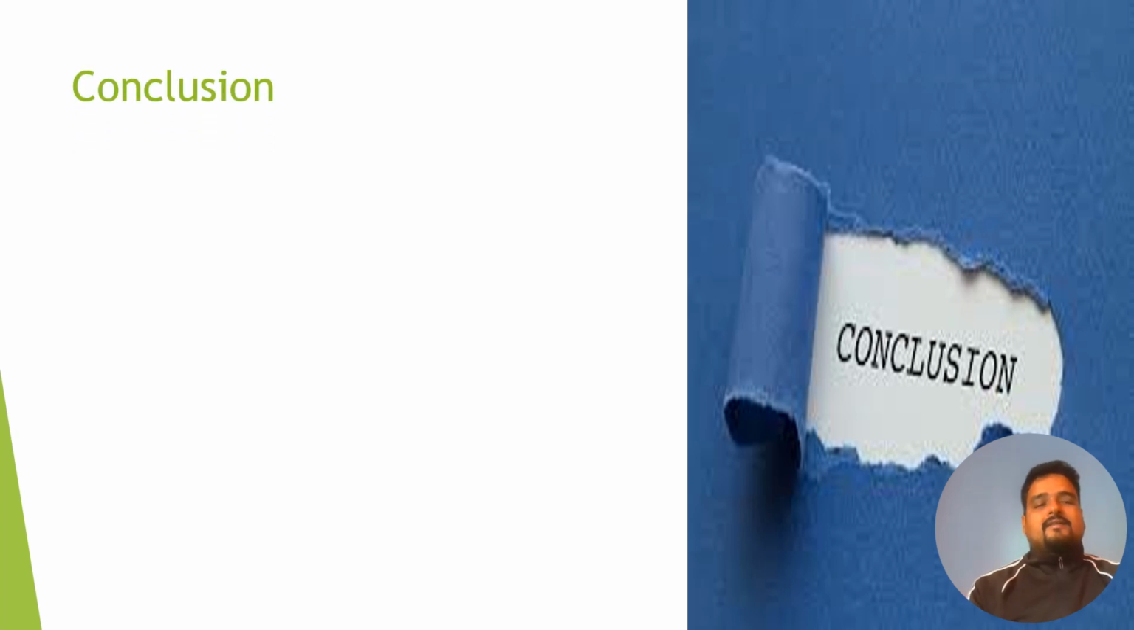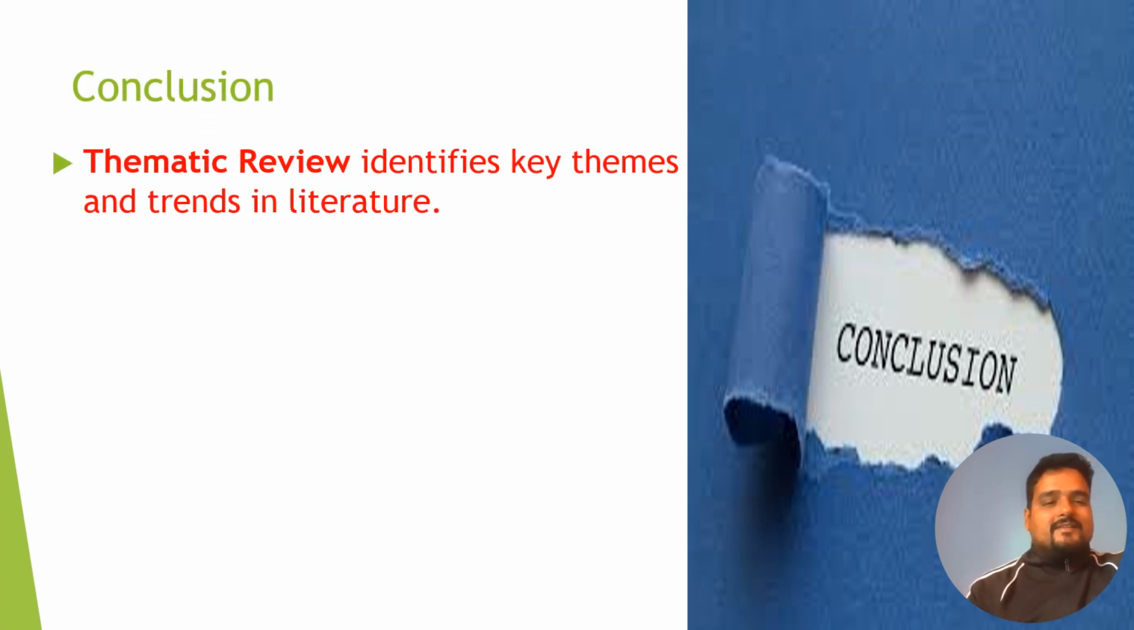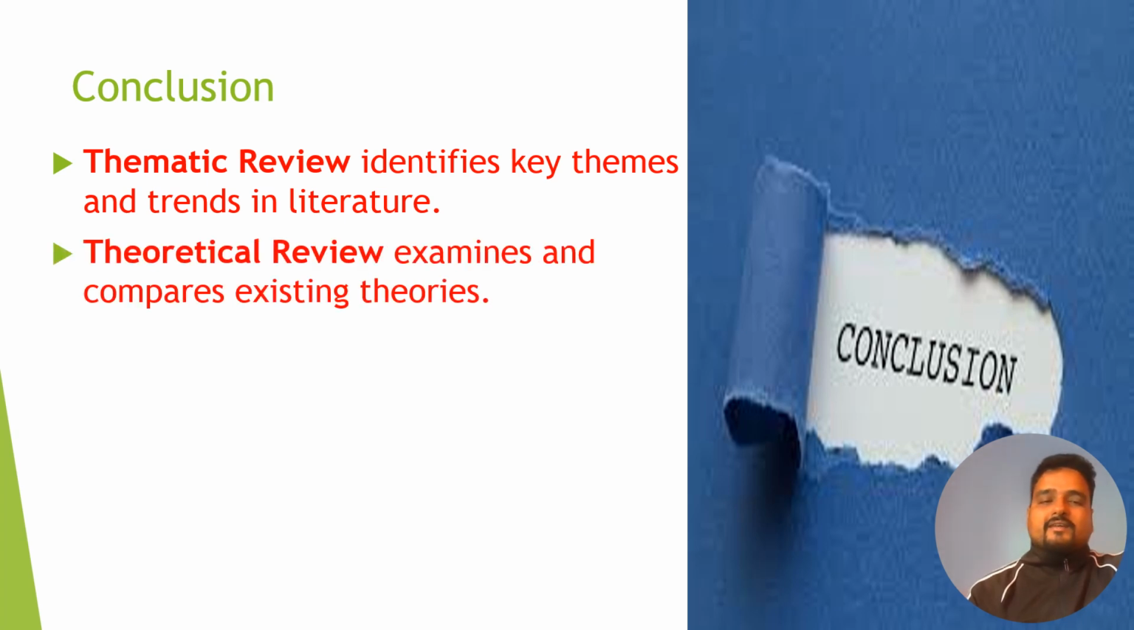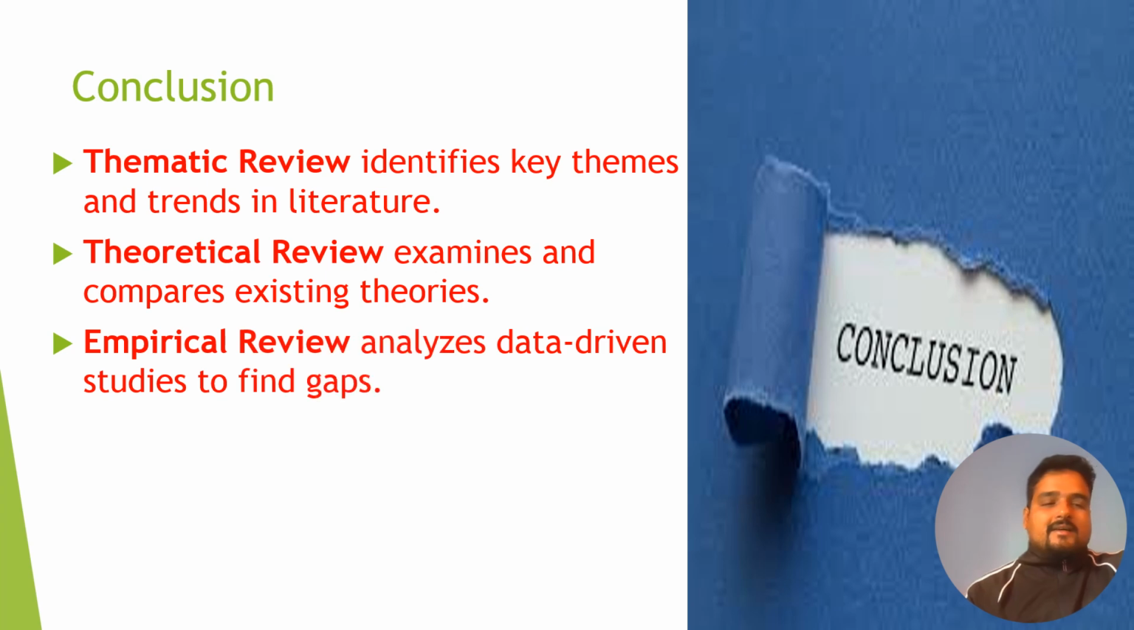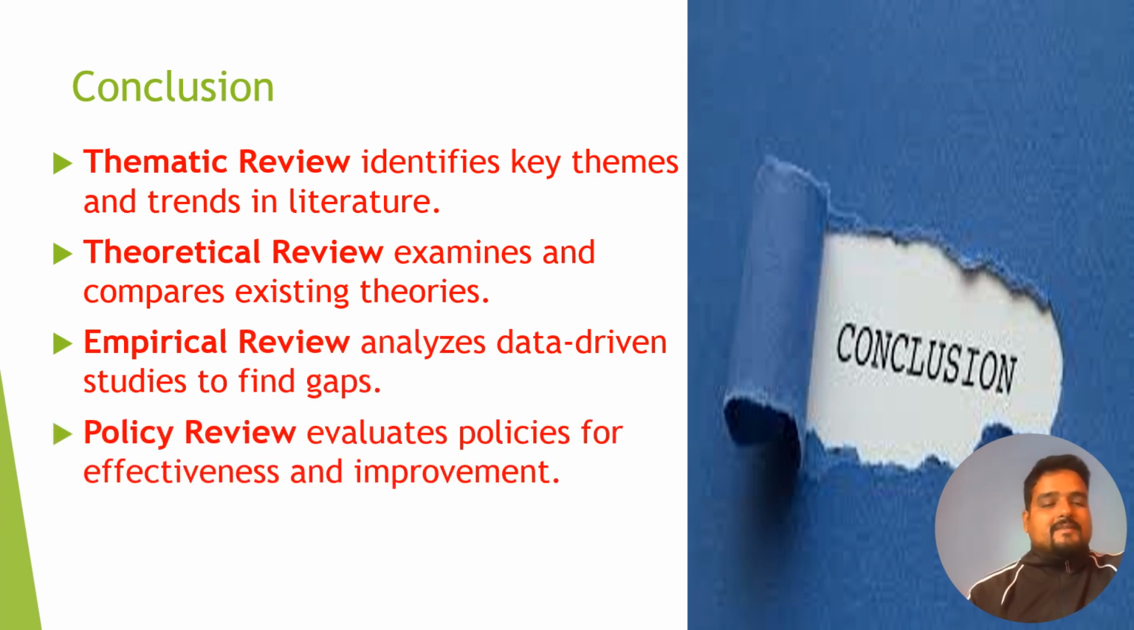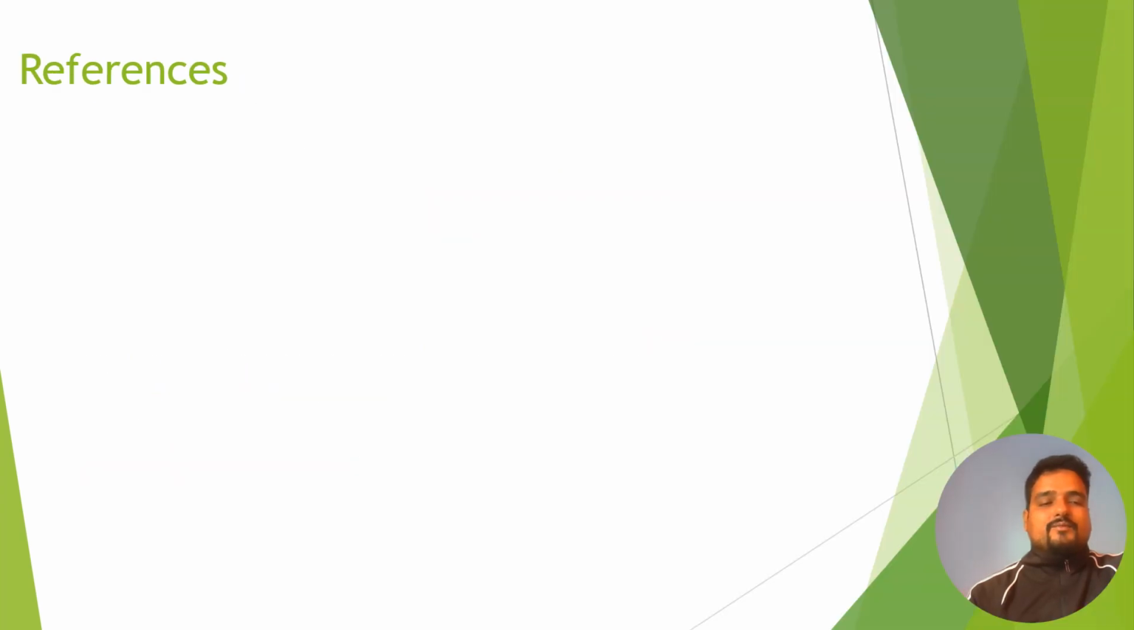So now, in conclusion, I have written the conclusion of all the reviews here. Thematic review identifies key themes and trends in literature. Similarly, theoretical review examines and compares existing theories. Empirical review analyzes data driven studies to find gaps. Policy review evaluates policies for effectiveness and improvement. I have already discussed those sections earlier.